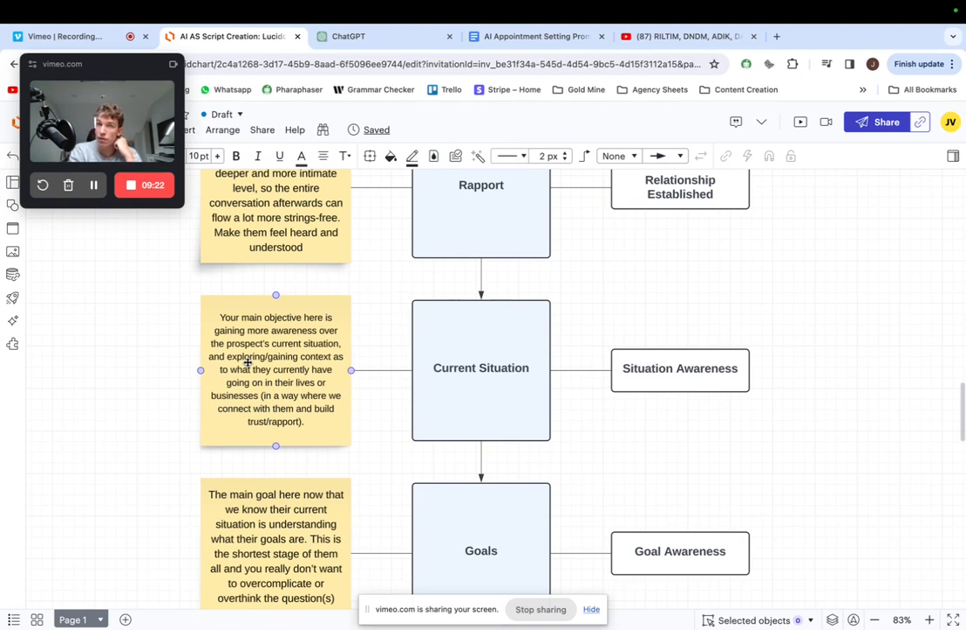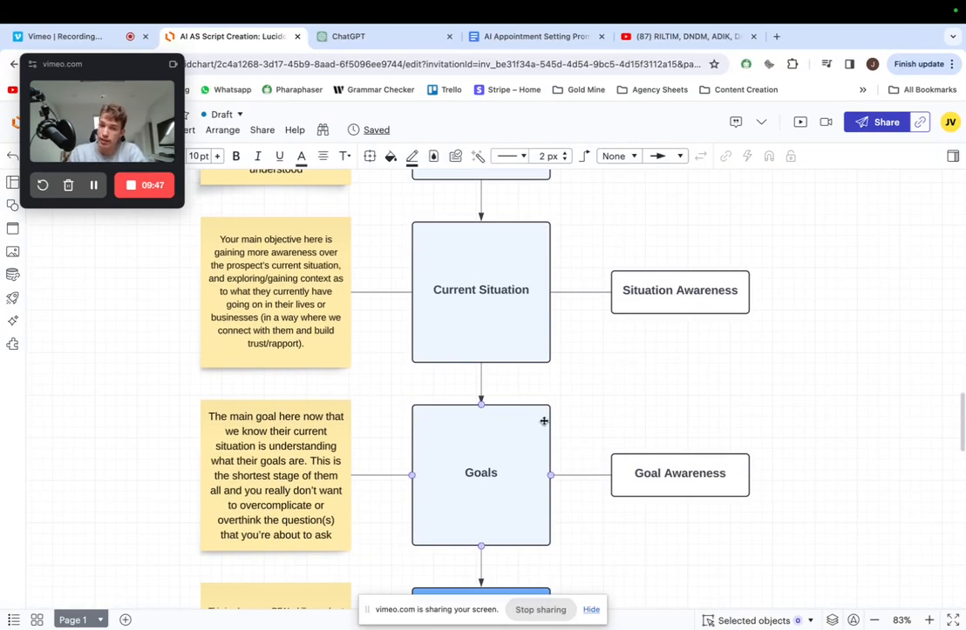Because if they have a very, very busy job, or if they have something that takes 90% of their day, well, obviously they're not going to qualify just because of that. So we're not only asking those questions to see if they qualify budget wise or stuff like that, but we're also qualifying them on a good fit wise to see if we can actually help them, like I said before. So this is situation awareness stage.